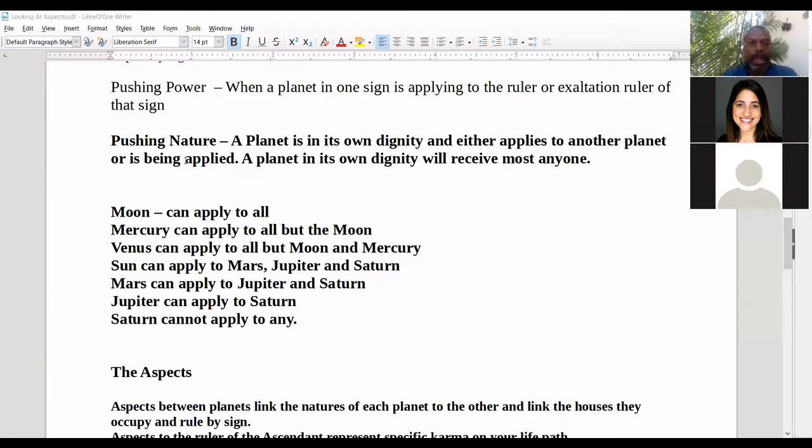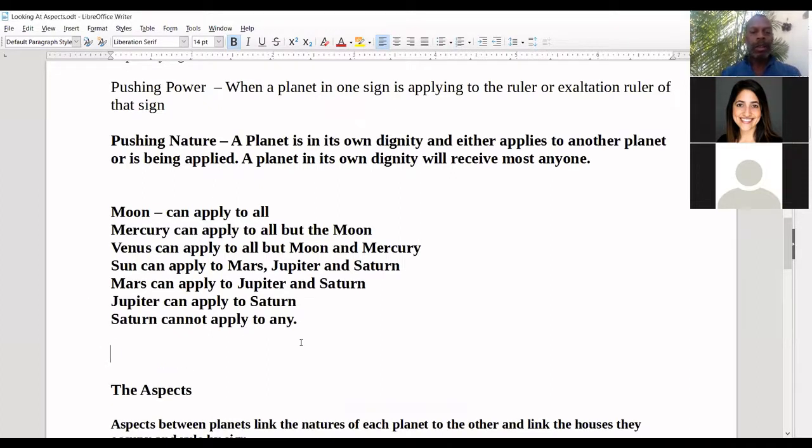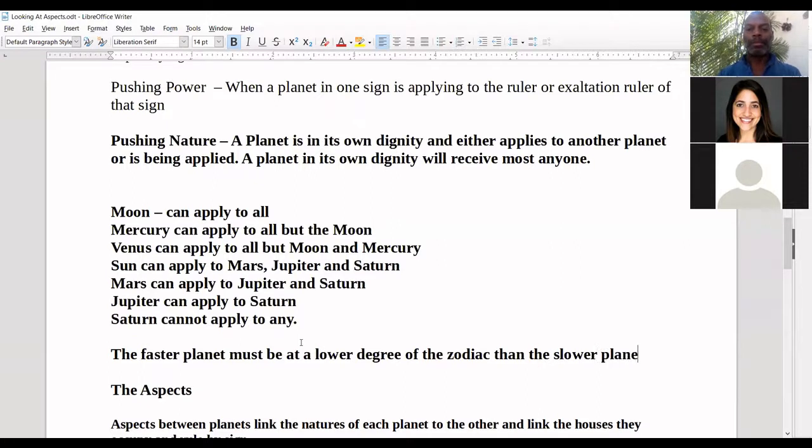Because in order to apply, what has to happen? The faster planet must be at a lower degree of the zodiac than the slower planet. All right, so that's the key. That's the key to what we're dealing with here, the key to how to recognize it.